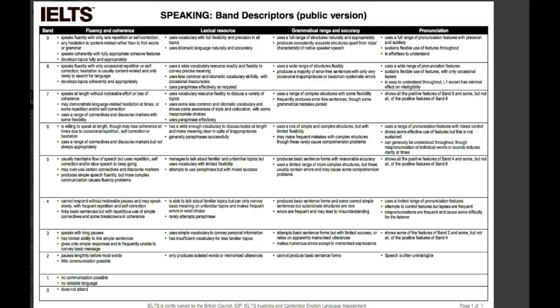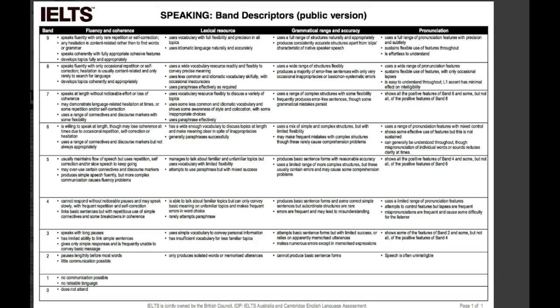So what I have done is I have pulled up the band descriptors for speaking, and the goal of today's podcast is to kind of clarify for you what is graded and how you are scored in your speaking test.